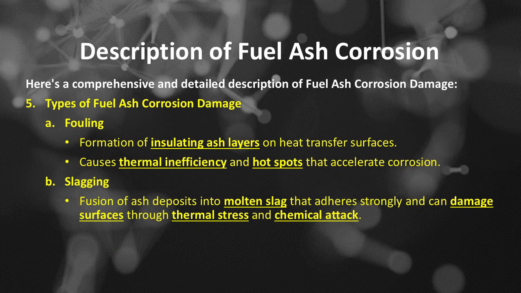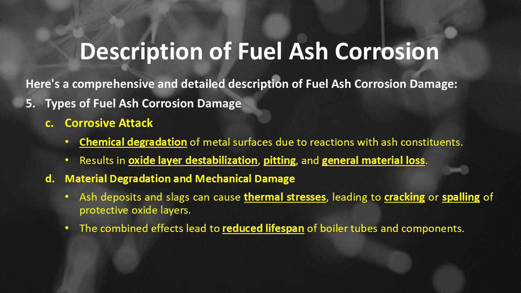Number 5. Types of fuel ash corrosion damage. Number A. Fouling. Formation of insulating ash layers on heat transfer surfaces causes thermal inefficiency and hot spots that accelerate corrosion. Number B. Slagging. Fusion of ash deposits into molten slag that adheres strongly and can damage surfaces through thermal stress and chemical attack. Number C. Corrosive attack, chemical degradation of metal surfaces due to reactions with ash constituents, results in oxide layer destabilization, pitting, and general material loss.